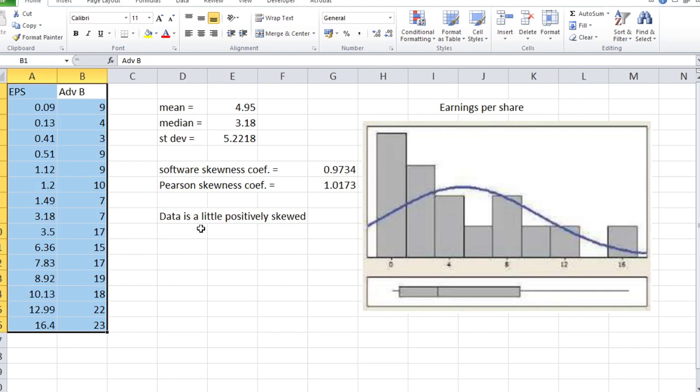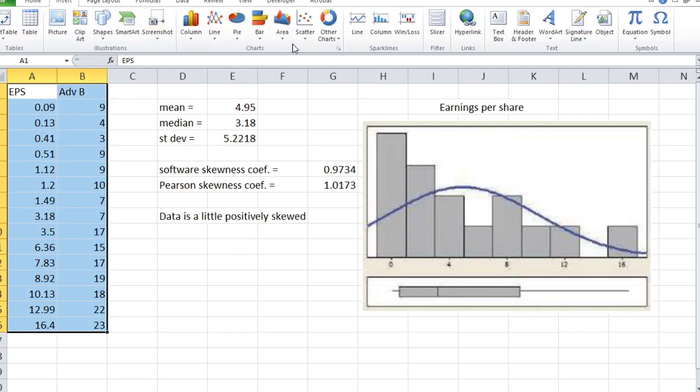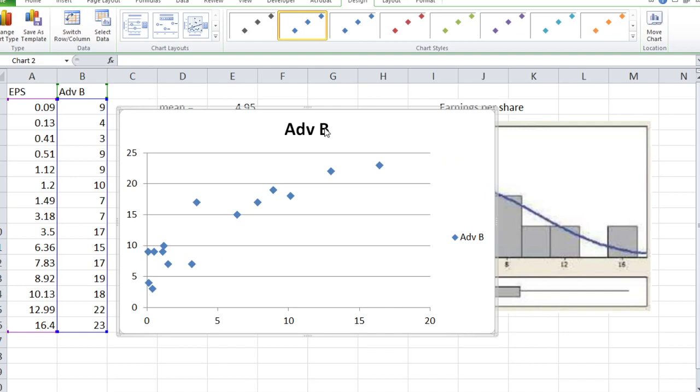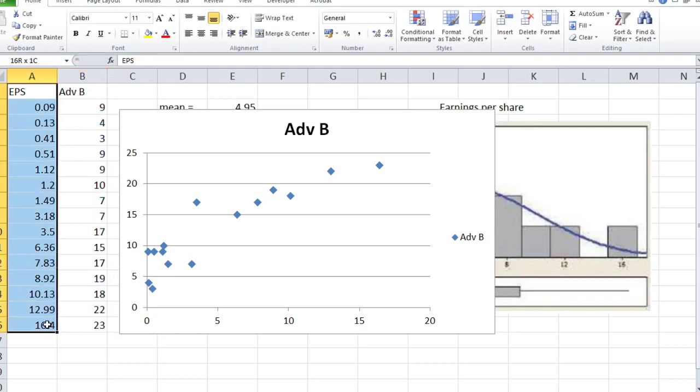Let's have a look at the scatter plot. Just select the data. You can also include the names of the variables. And in Insert, go to Scatter over here, a scatter plot. And this is our data. Excel will automatically put the name of the variable on the vertical axis at the top over here for the name of this chart. But let's say, for example, I want to have advertising budget on the horizontal axis and the earnings per share on the vertical axis.